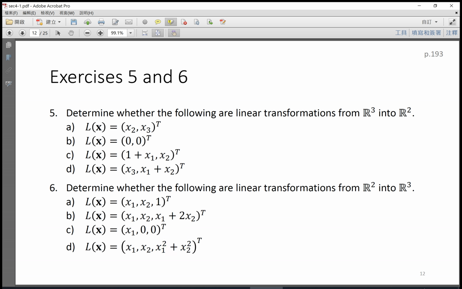In exercise 6, only case B and case C are linear transformations, while case A and case D are not linear transformations.